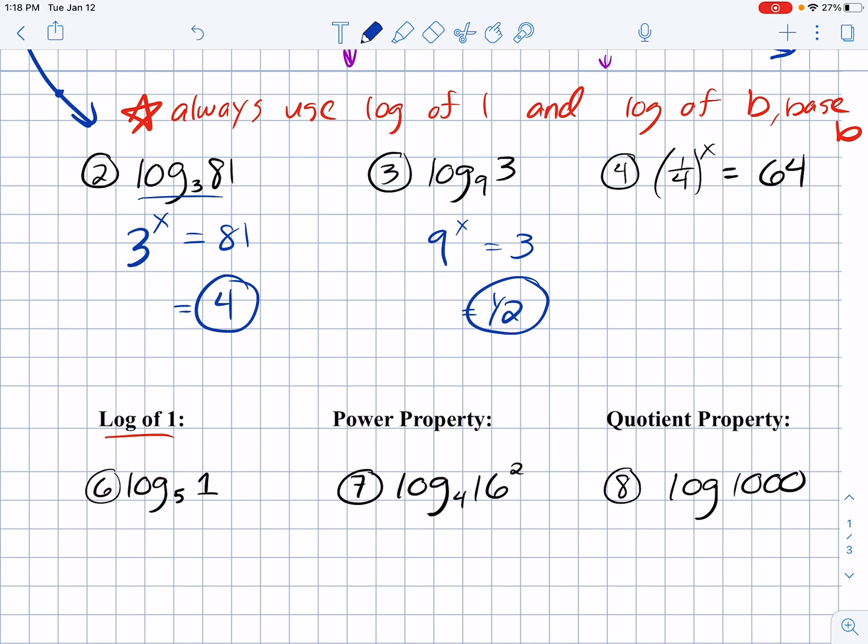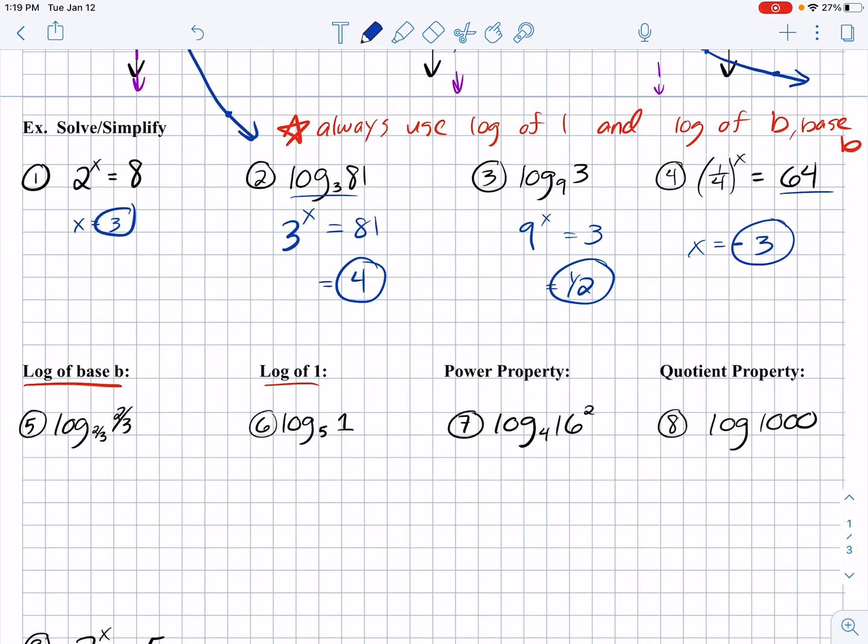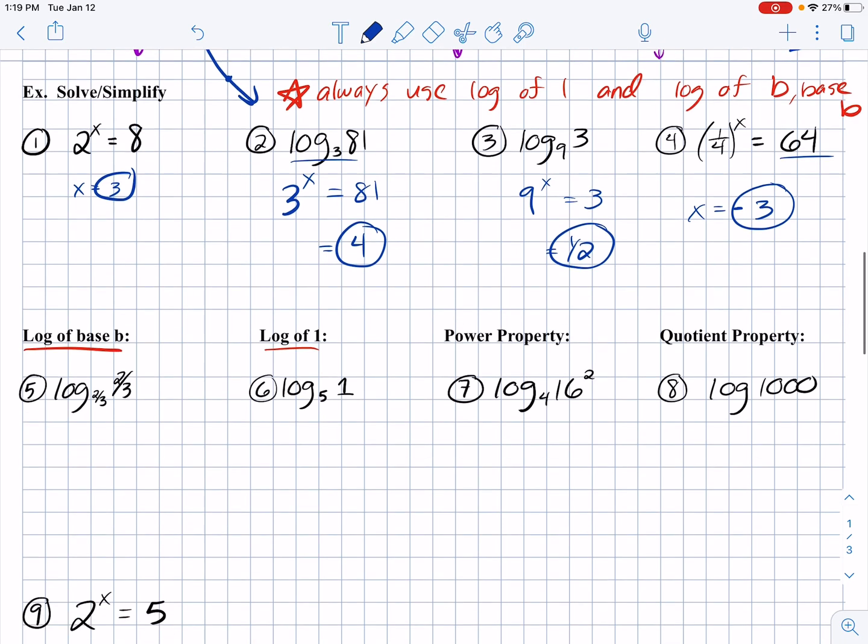And then finally for 4, we have a base that's a fraction. We want to flip that base and raise it by a power of 3, so that's why x would need to equal -3. The negative flips your base. 4 cubed is 64.